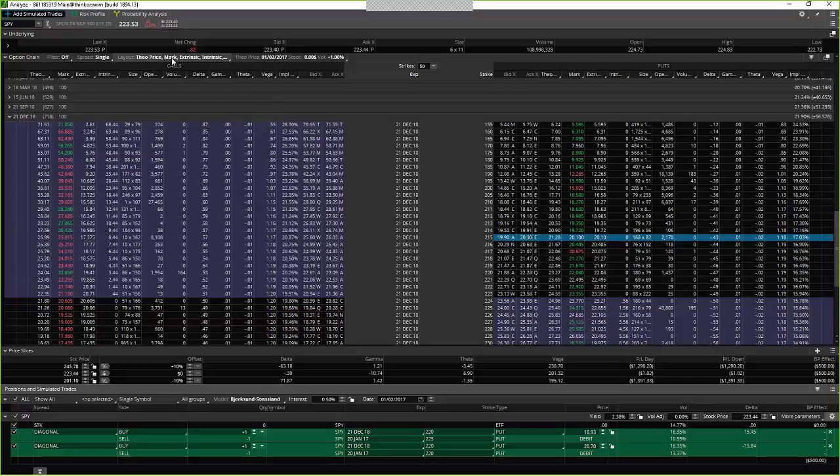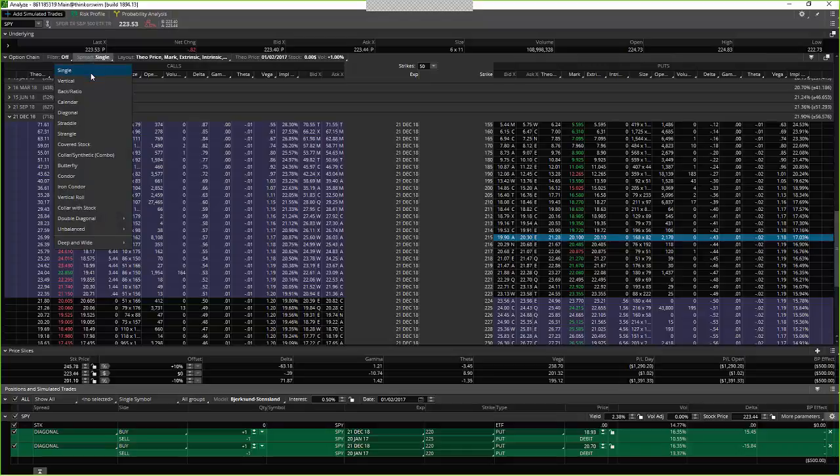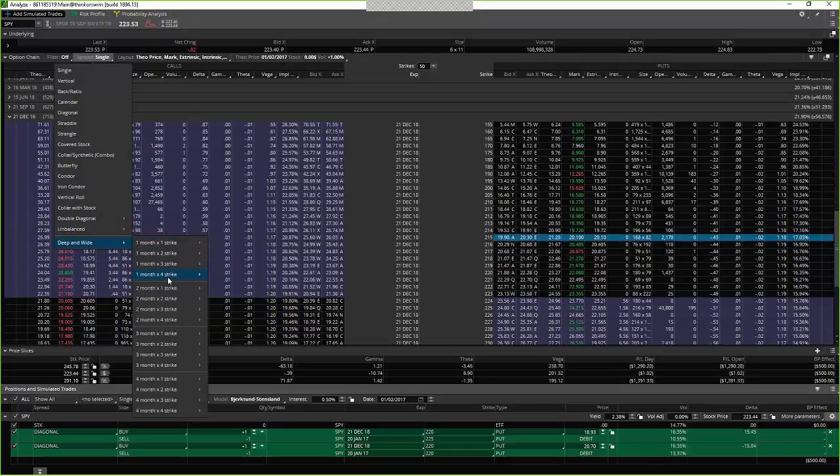Instead of taking a look at singles, you see this is just a single strike. I don't know if you guys know you can do this or not, but instead of looking at a single strike over here, I can come over here and take a look at a 1 month deep and wide, 4 verticals.